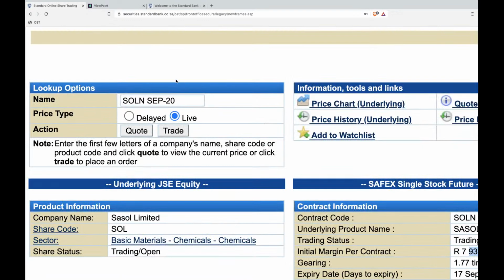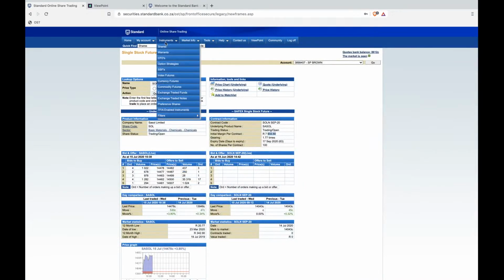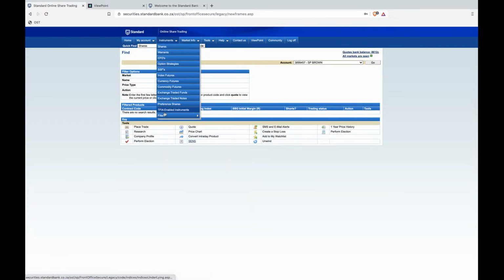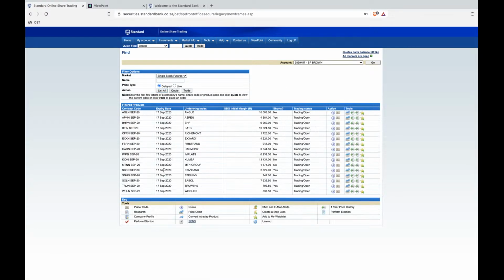Let me zoom out of that. Will the list be the same? Question coming through from Susan. Nope, there is a much shorter list of single stock futures than CFDs. I mean, when I did this on CFDs, it scrolled down past my page. In this case, with single stock futures, a much smaller list.